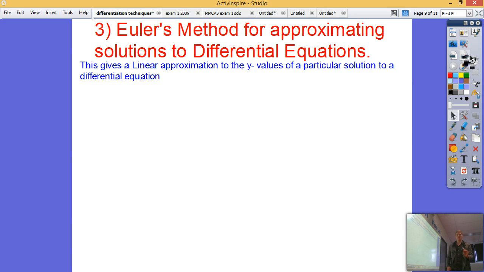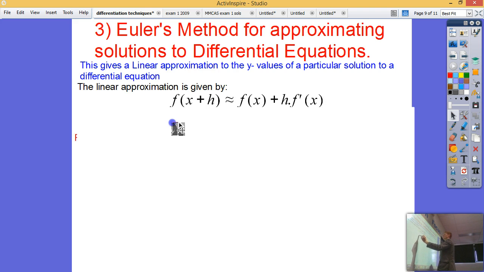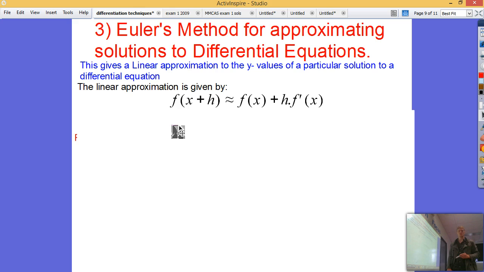The last thing we're going to be looking at is Euler's method for approximating solutions to differential equations. Now, this draws on the linear approximation rule for a y value. Our job is to apply it to differential equations. We're interested in what the y values of a particular solution to a DE that's given to us are. So there's your linear approximation rule.